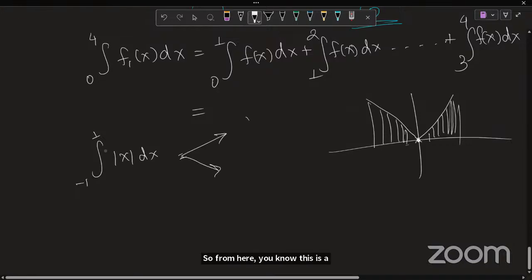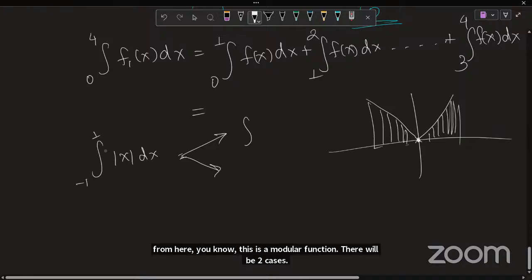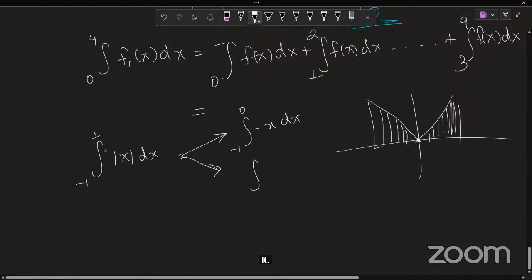There will be two cases. If it is minus 1 to 1, what will be the area? It will be in the interval from minus 1 to 0, minus x dx, right? Sir, can we generalize this formula? It is a property, to generalize this formula, how to integrate a modulus function.